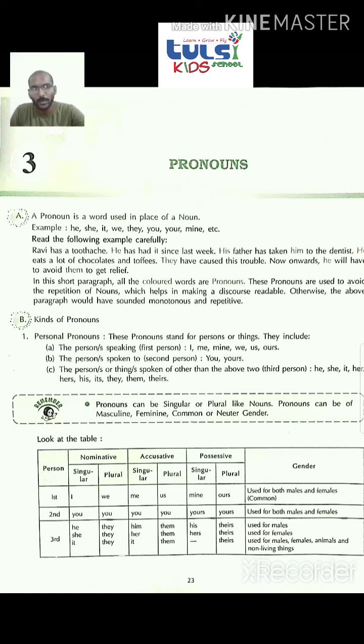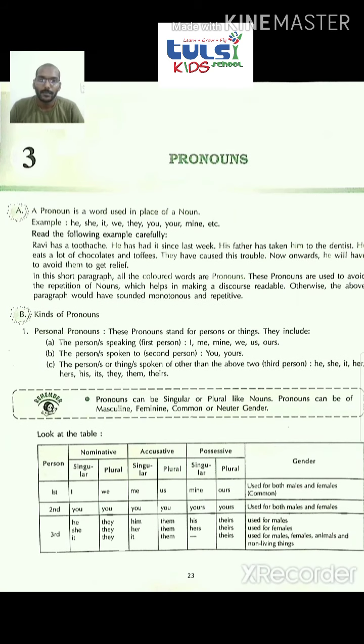Second person pronouns mean a person or persons spoken to. Example: you and yours. Third person pronouns mean the persons or things spoken of, other than the above first and second person. Example: he, she, it, they, her, his, their, etc.